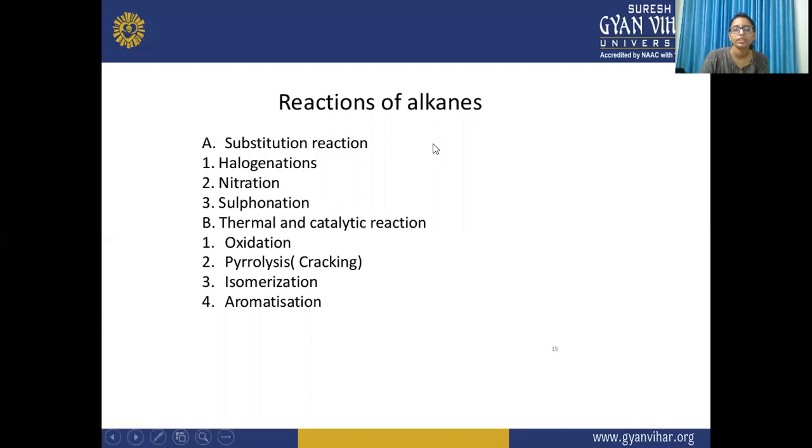The reactions of alkanes mainly involve two types: substitution reactions and thermal and catalytic reactions. In substitution reactions there are three types of reaction, and in thermal and catalytic reactions there are four types.